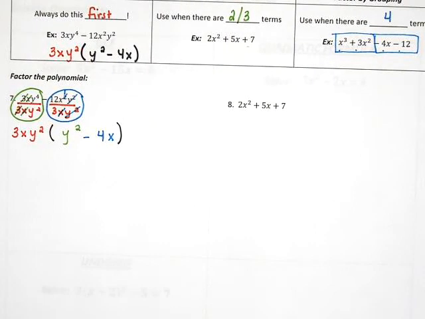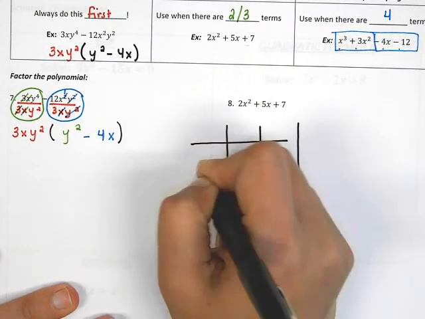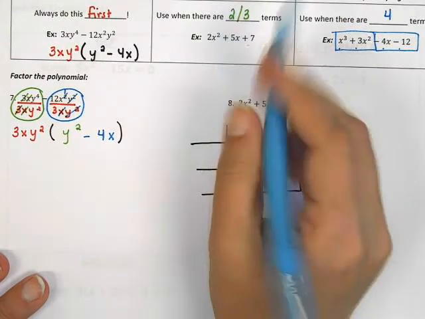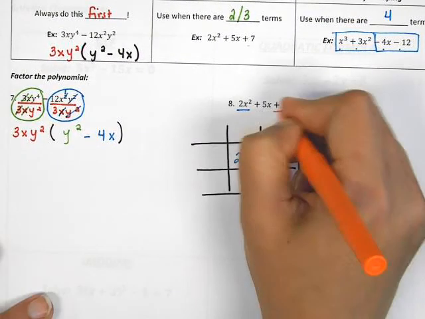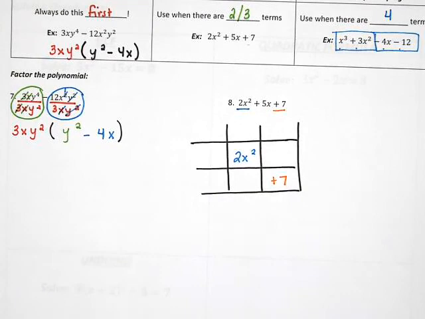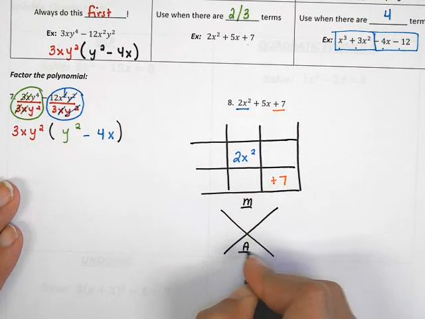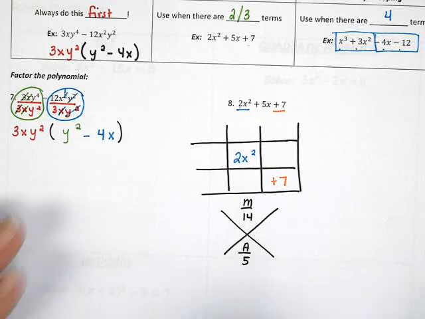If I saw a problem like number 8, I would start by looking for a greatest common factor. There is no common factor for the terms in problem 8. So instead what I would do is I would use my box method. So I'm going to fill in the 2x squared to the upper left side and the plus 7 to the lower right side. Then I'm going to make my m and my a. My m would be 2 times 7, which is 14. My a would be 5.